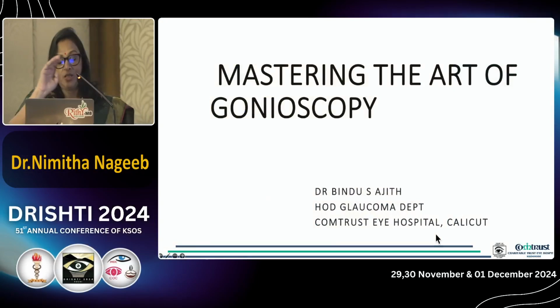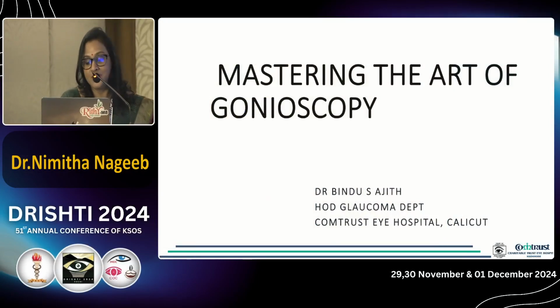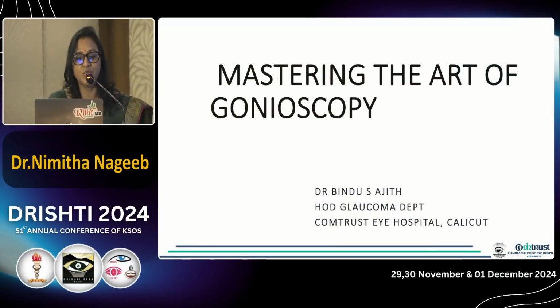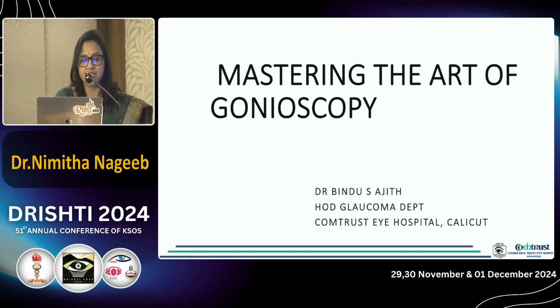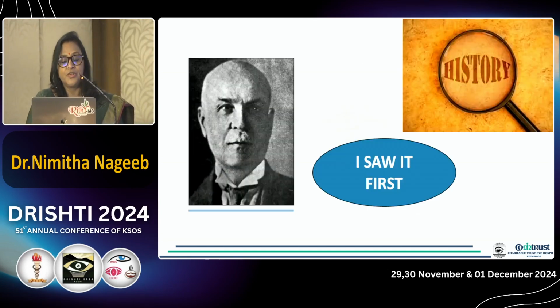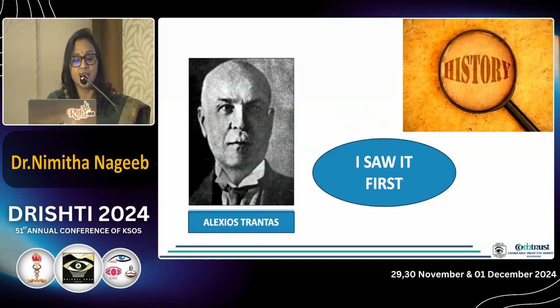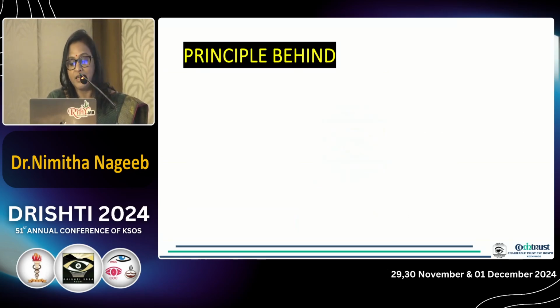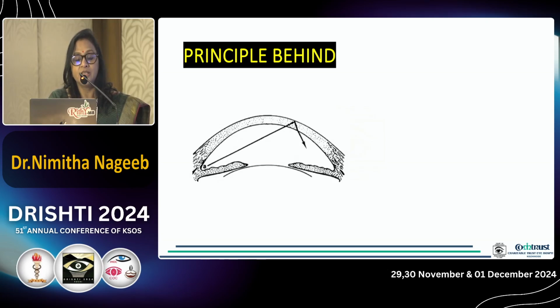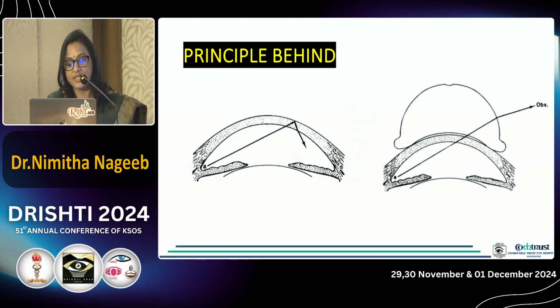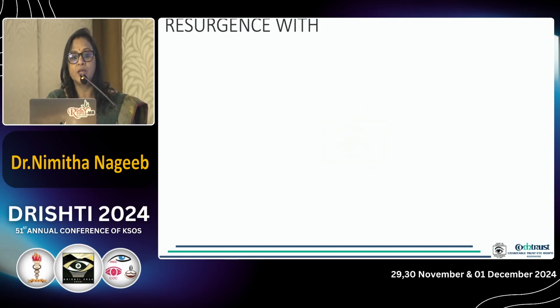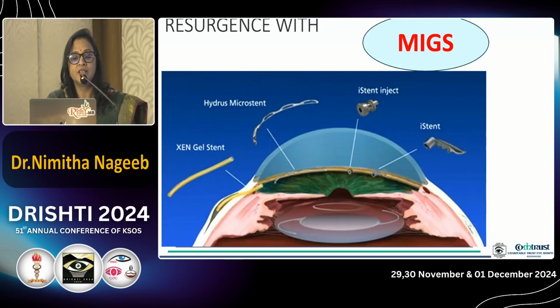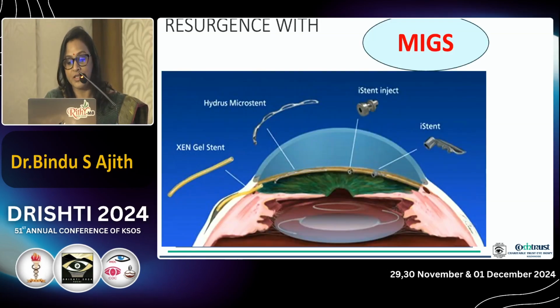Good afternoon. Like what Ganesh sir told, the first thing we have to learn is to do an intraoperative gonioscopy before we convert ourselves to MIGS surgery. The first person to see the angle was in a keratoglobus, and we all know the principle behind the difficulty in viewing the angle is total internal reflection. Then all types of gonio lenses came in, and now we are with the research of MIGS. This topic has become very important.